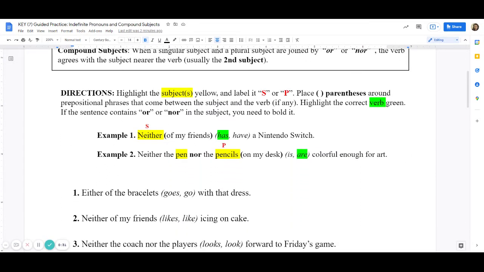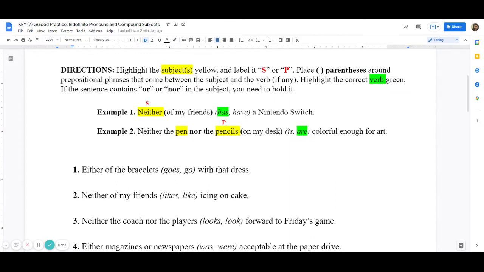As we go through our sentences, we'll be doing what we usually do in these circumstances. We'll be putting parentheses around prepositional phrases that come between our subject and verb. We'll be bolding anything that has or or nor. We will be highlighting our subjects in yellow, labeling them singular or plural, and labeling our correct verb with the highlight color green. Let's go ahead and start.